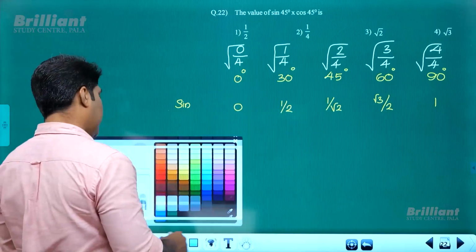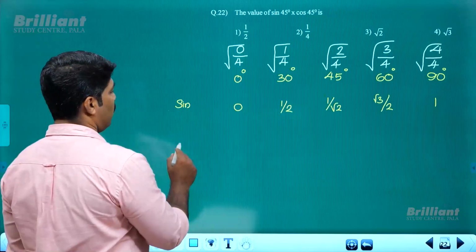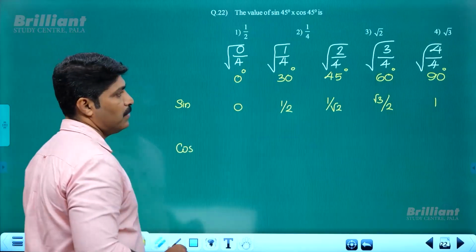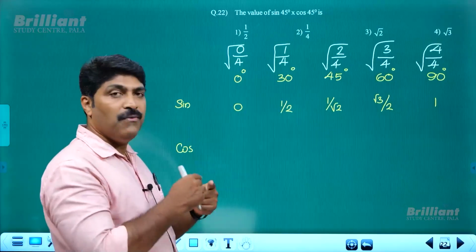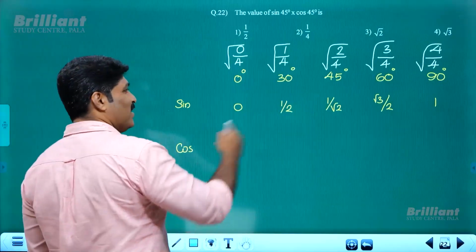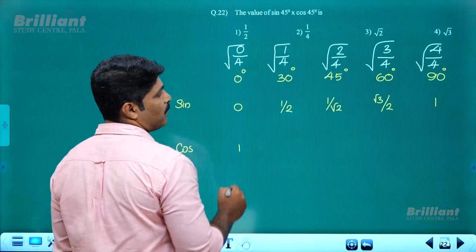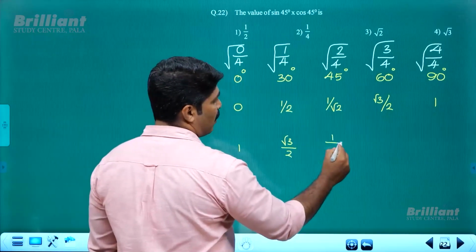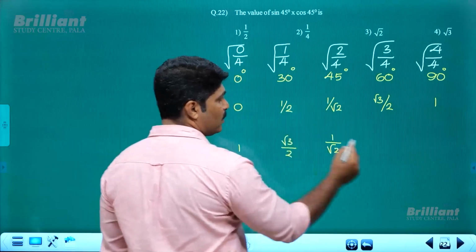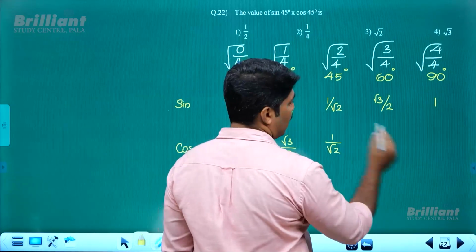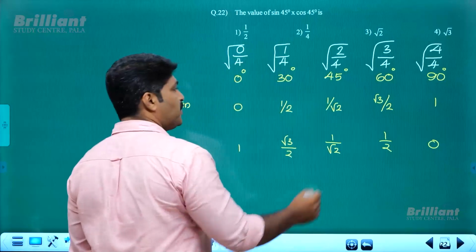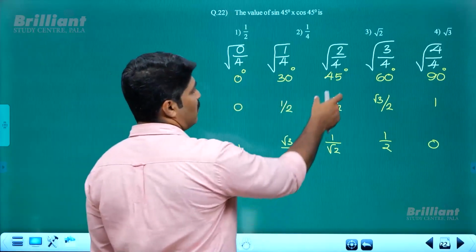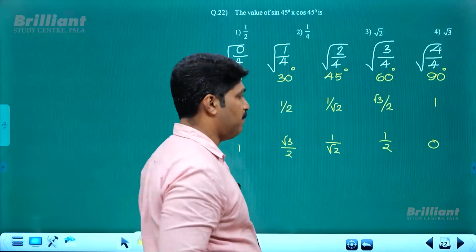Therefore, we can find its cos ratio. You have to consider it in the reverse order. That's very simple. You start from the last one, which is 1. Then root 3 by 2. Then 1 by root 2. Then 1 by 2. And the last one, 0. Just observe that for sine and cos, the 45 degree values are the same.